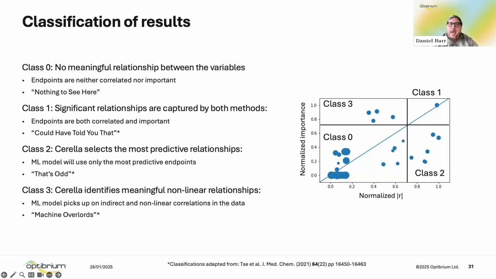And then finally, at the top left of our graph, we have what we might call class 3 relationships. In this case, there really is no underlying correlation, nothing that would be detected by our other methods. And in fact, these are things that are often missed by chemical intuition, which the model highlights and says, no, this relationship is really important, very predictive for your endpoint of interest. C and I'll call these the machine overlords, right?